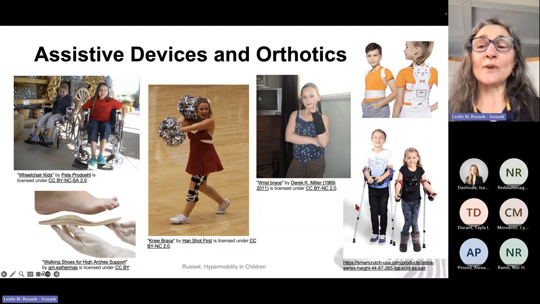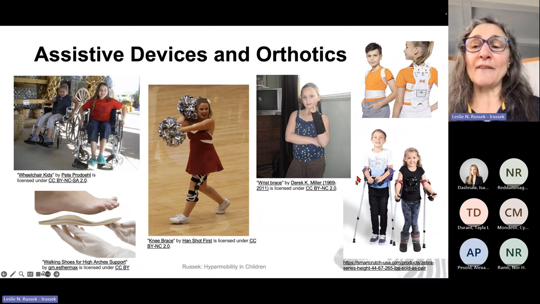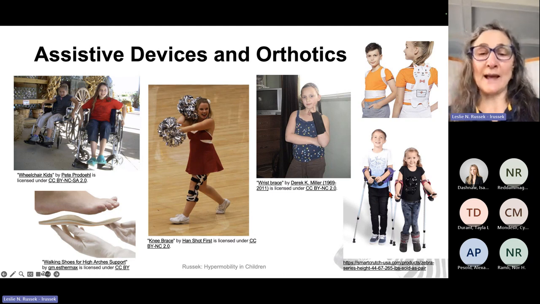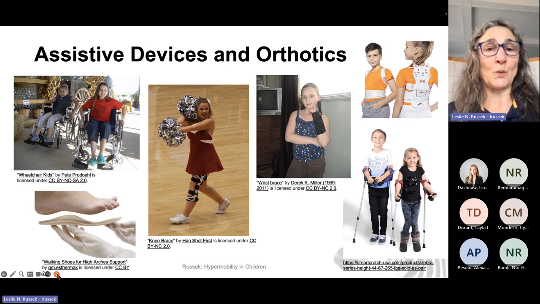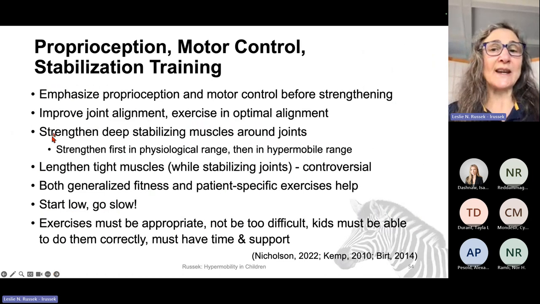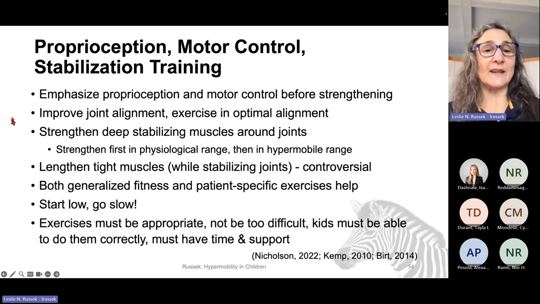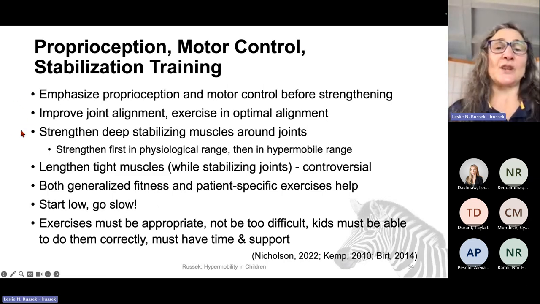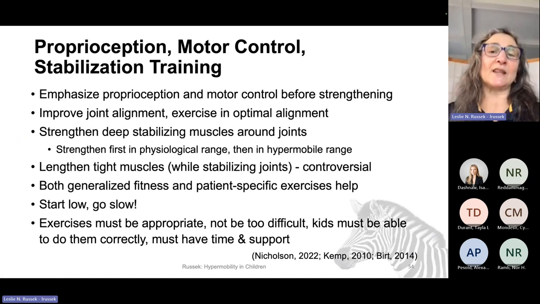Smart crutches are really popular in these patients because they often have wrist and hand problems that don't allow them to use regular crutches or canes. Posture braces can be helpful as well. So proprioception, motor control, and stabilization training, emphasizing good quality movement before strengthening, making sure they are strengthening in the correct alignment and position. These aren't the kind of kids where you can just hand them a sheet and say, okay, go home and do these exercises, because they probably will do them wrong and potentially hurt themselves more.